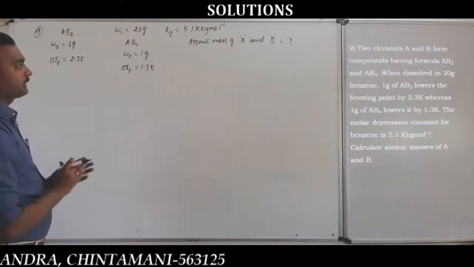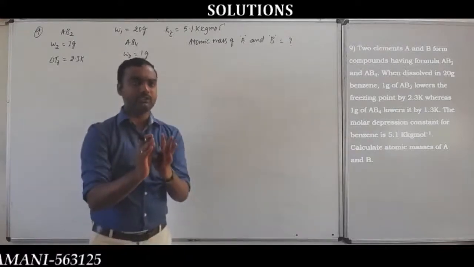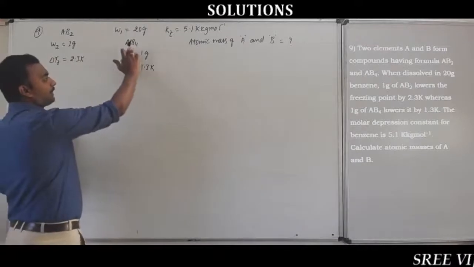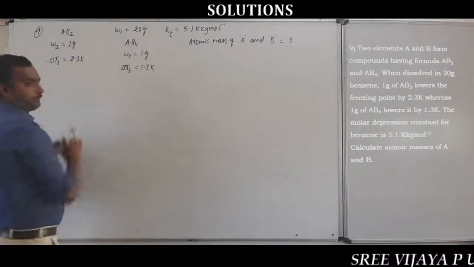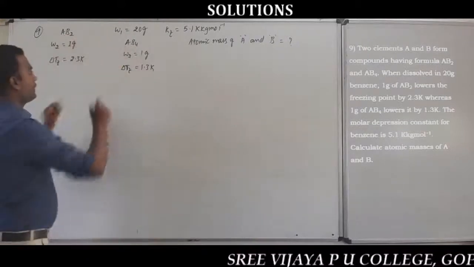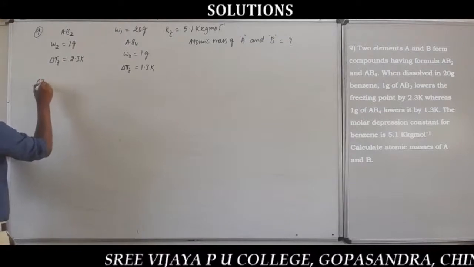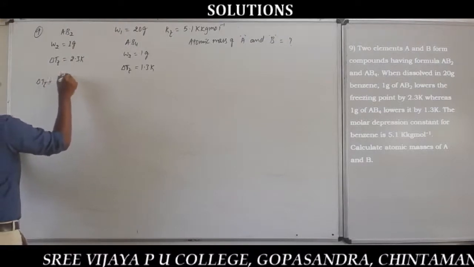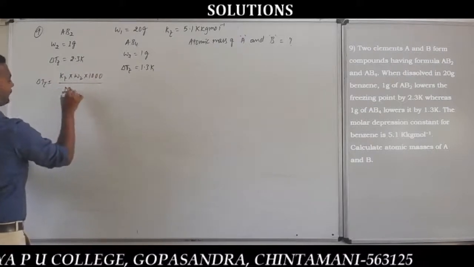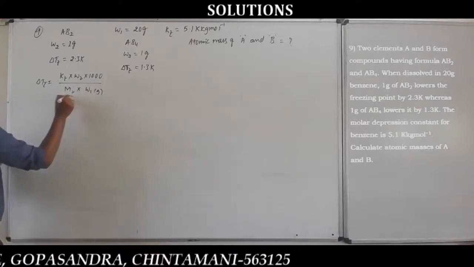Before that, to calculate the atomic masses, first you have to find out the compounds' molar mass. What are the compounds formed by the combination of A and B? AB4 and AB2. So first you have to find out the molar mass of AB2 and the molar mass of AB4. First AB2, the molar mass of AB2. What is the formula? Delta Tf is equal to Kf into W2 into 1000 whole divided by M2 into W1 in grams. So we have to calculate M2 here.